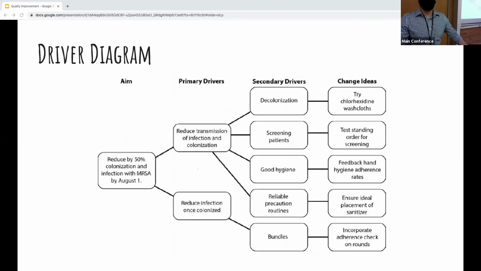Next is a driver diagram. It's similar in nature. It looks at the goal they're trying to achieve, and here might be to decrease MRSA colonization. And then you might look at specific factors that contribute towards that goal. You look at secondary factors or secondary drivers. Through this, you can start brainstorming different hypotheses that might affect the secondary drivers, which will in turn ultimately affect your aim. And hopefully you can find small hypotheses and changes that will lead to a better improvement in your healthcare system.